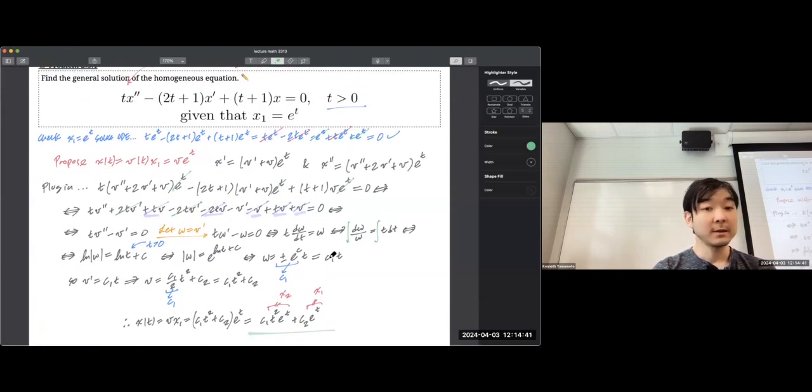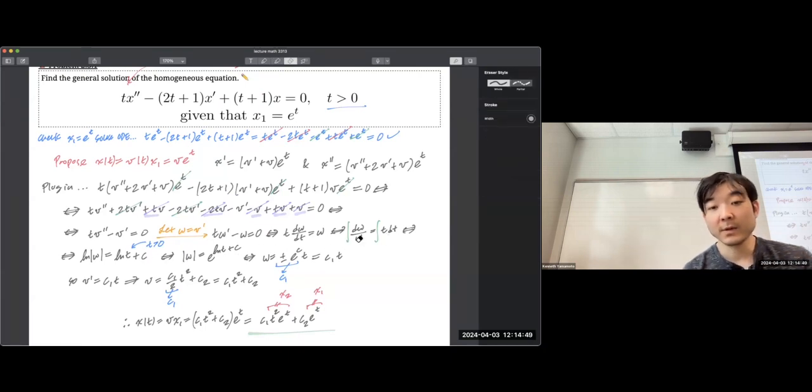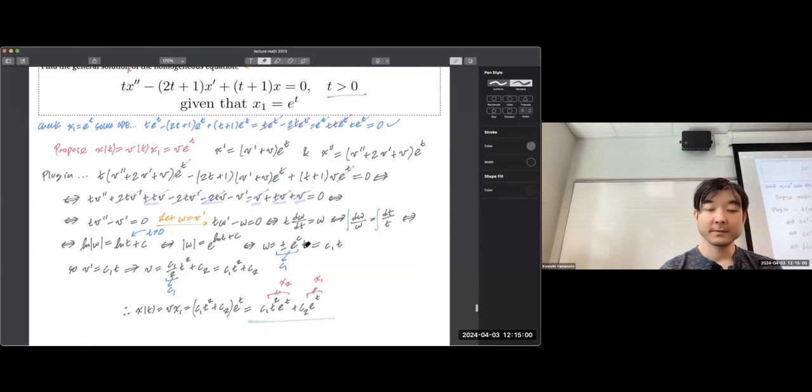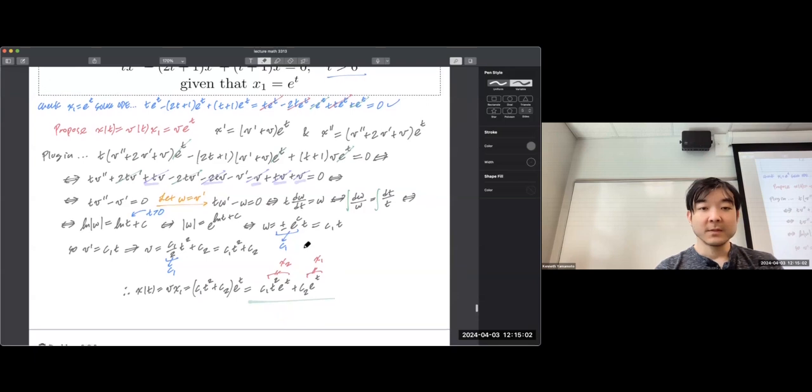With the dw over w equals dt over t, is that supposed to be 1 over t, or why do we get ln t as the integral? Oh, sorry. Yeah, that's wrong. This is dt over t, because you're dividing by t.